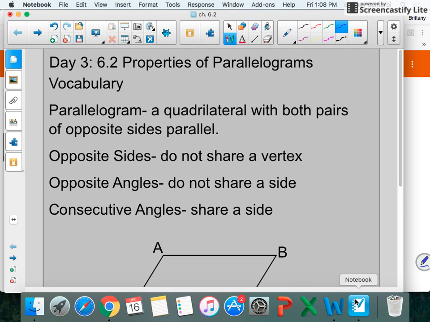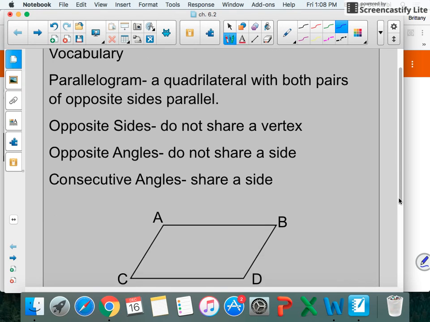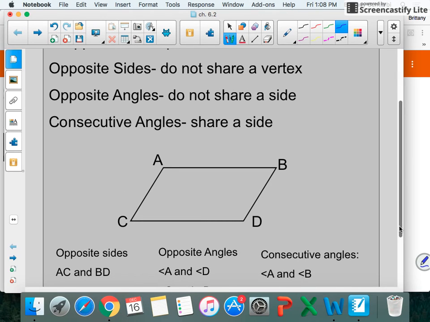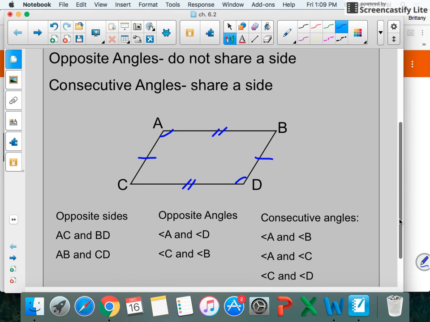And it has opposite sides. So opposite sides are the sides that don't share a vertex. So opposite sides would be AC, BD, and then AB and CD. Those would be pairs of opposite sides. And opposite angles do not share a side. So A and D would be opposite angles, and C and B would be opposite angles.